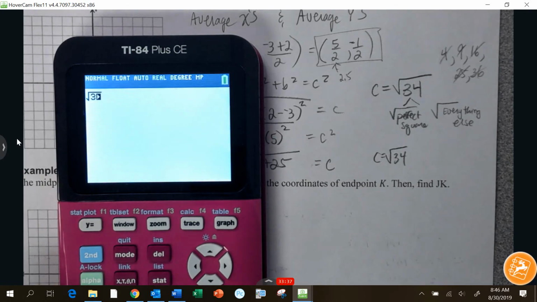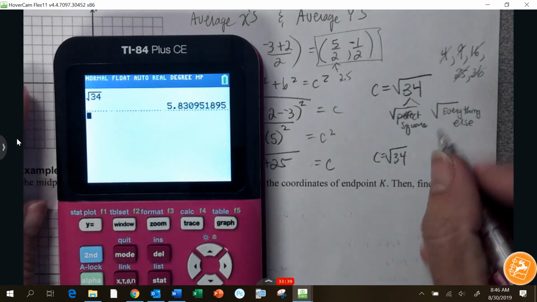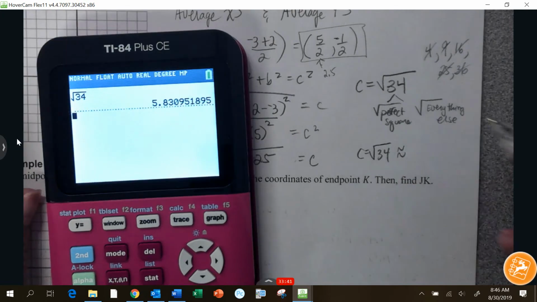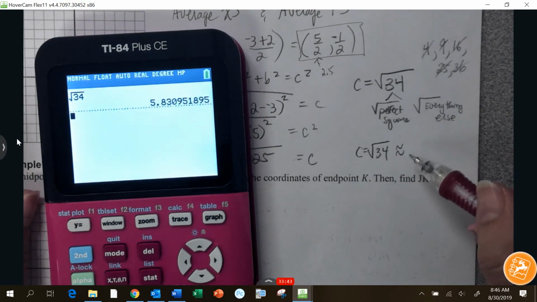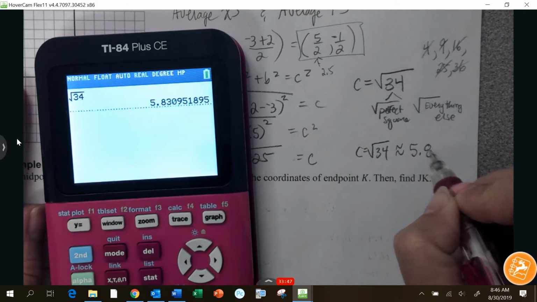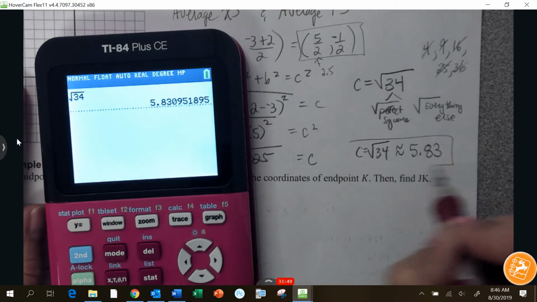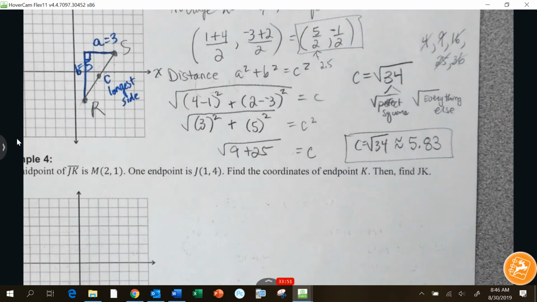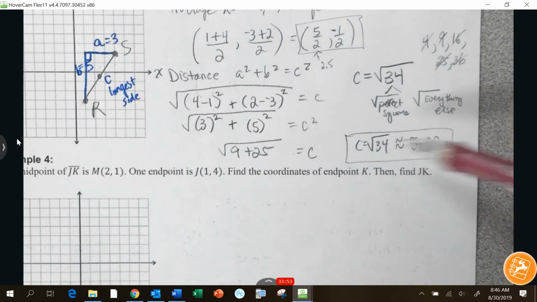Square root 34 is approximately, so my approximate symbol is like a wavy equal sign, 5.83. We'll do 2 decimal places. So when you do these answers, I want to see your square root and I want to see your approximated answer. I want to see both. And when I post your answer key, you're going to see all my steps and you'll see both answers too.